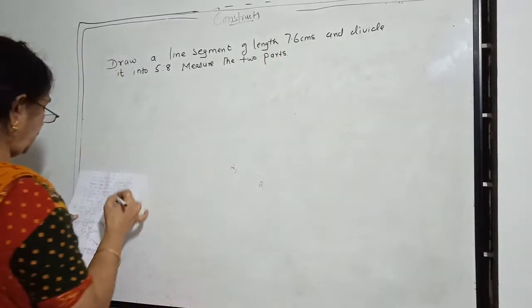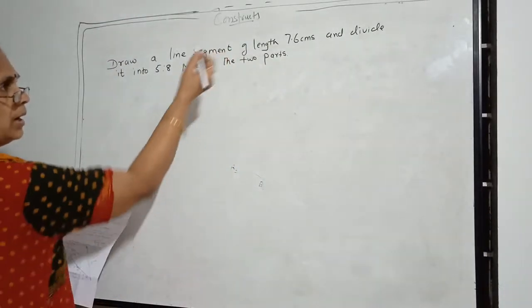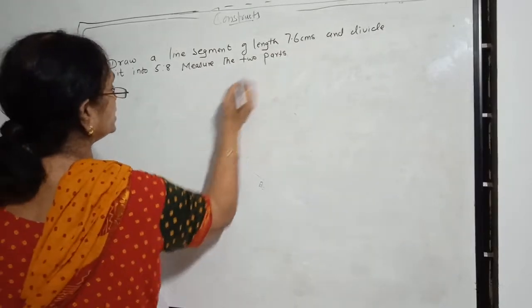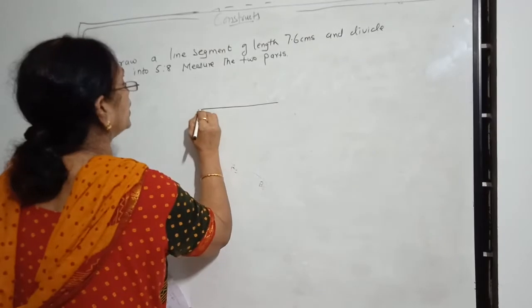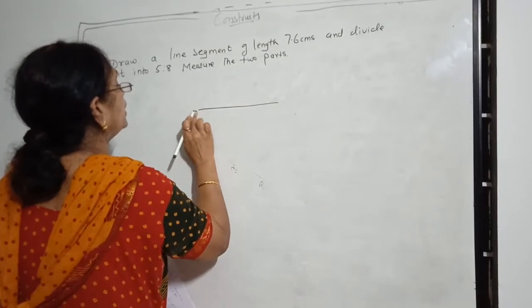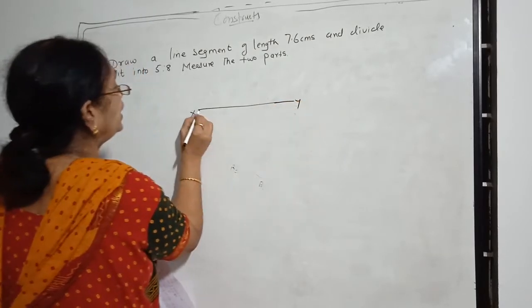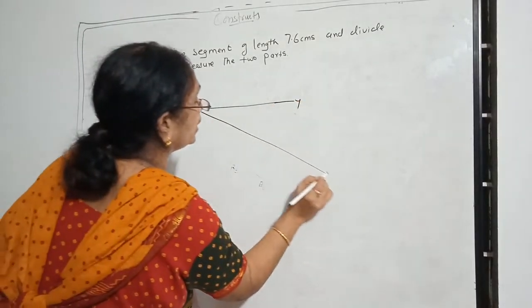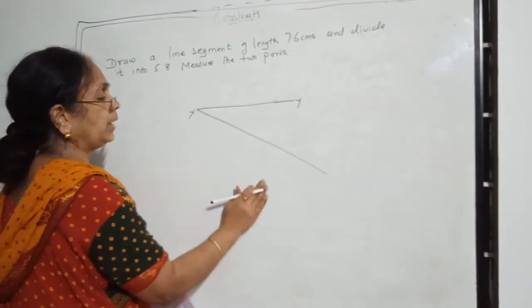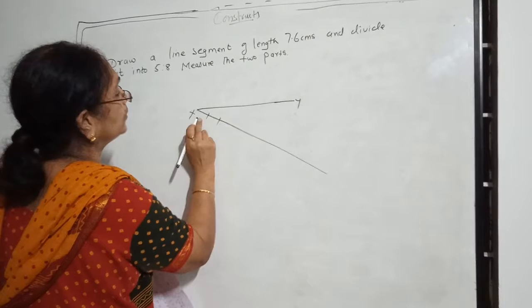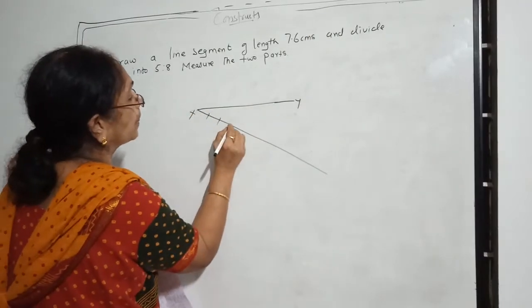Now what is the meaning of this? This is again your 8th standard portion, and I can tell you 7th standard portion, so nothing great in this. First line segment, same like the previous one. Line segment you can say XY. Then again from X, take any acute angle, measure any convenient acute angle. Now here it is 8 parts, so divide it into 8 equal parts.